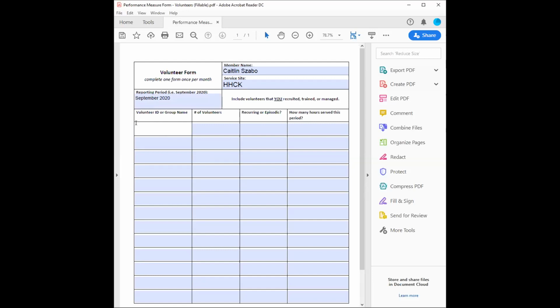So for example, I'm going to enter an individual that is volunteering. She is one person in her group, so I'll enter 1 under the number of volunteers. This volunteer is on a recurring basis, so I am going to report on her each month because the number of hours that she volunteered could change each month, and we want to capture all the hours that they served. So we'll say this volunteer volunteered 12 hours this month.